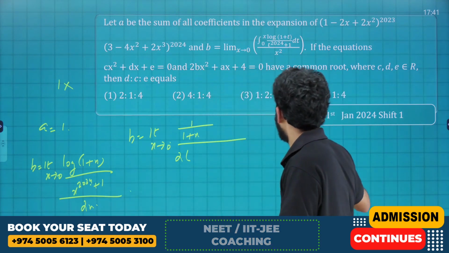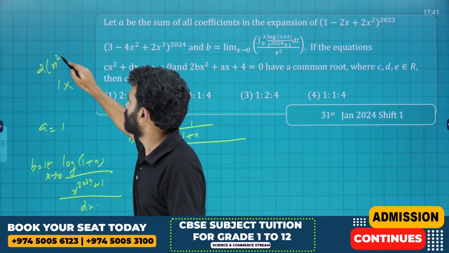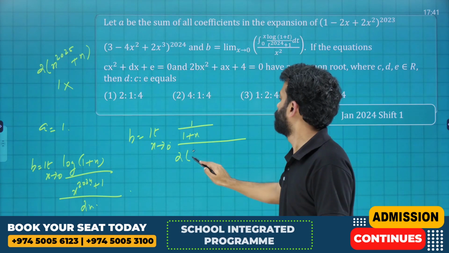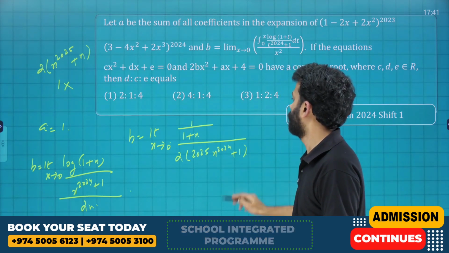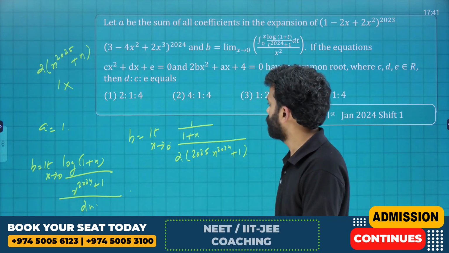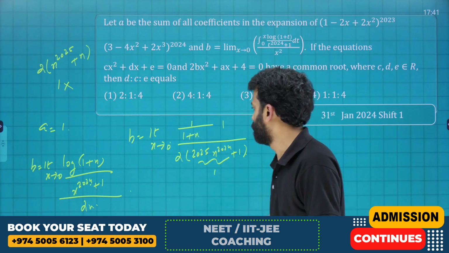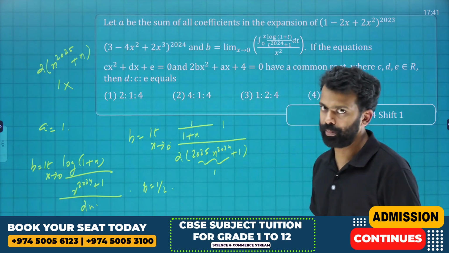So, this will be like, I'm going to write it here, that is 2 into x raised to 2025 plus x. What is the derivative of that? That is 2 into 2025 x raised to 2024 plus 1. Then if you apply x is equal to 0 here, what will you get? This will be 1 and this will be 1, and that is 1 by 2. B is equal to what? 1 by 2. Okay, we got A and B.